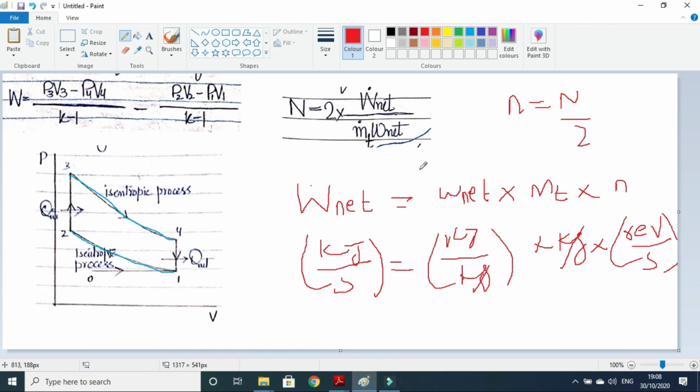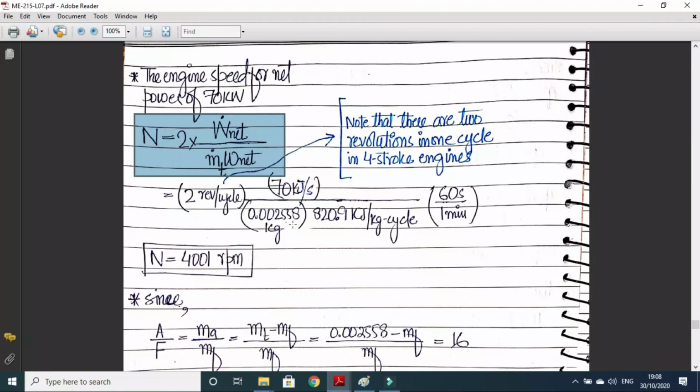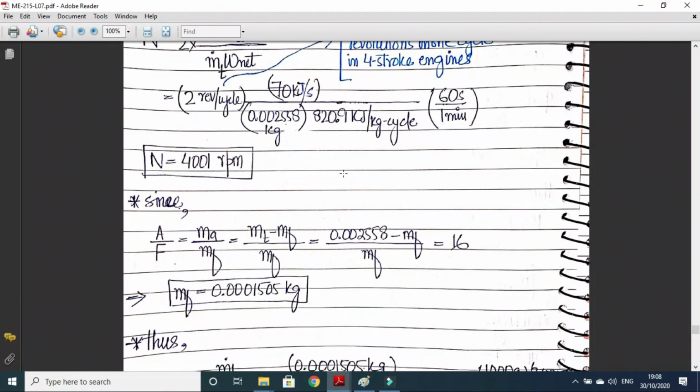So if we put here N by 2, N will be equal to 2 multiplied by W dot net divided by mass divided by specific net work output. So this is the formula we have used. From here we have calculated the N in RPM. To convert revolution per second to RPM, we have multiplied with 60. Now we know the total mass.